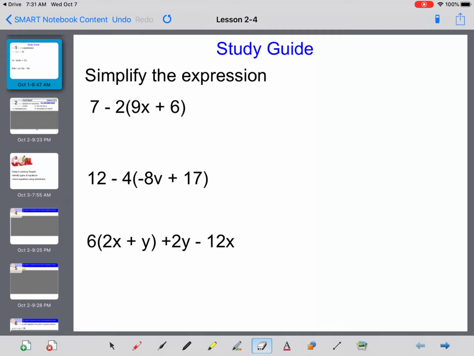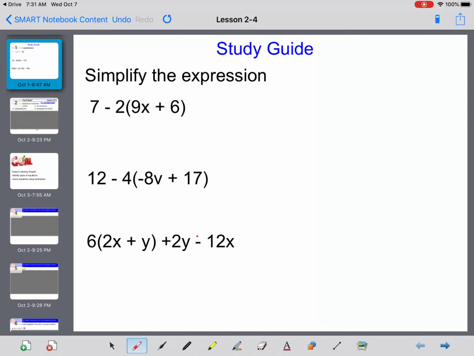All right, as you know, these study guide problems are similar to those that you will see on a quiz or an upcoming test. So we want to make sure that we know how to do this very well. When you're simplifying an expression, it's always to your benefit to change subtraction to adding the opposite.